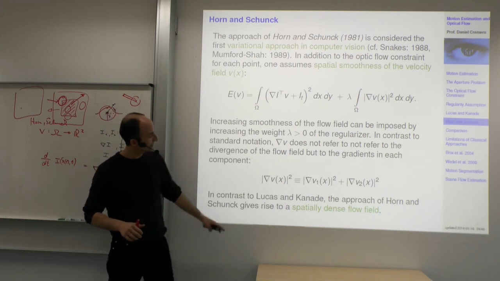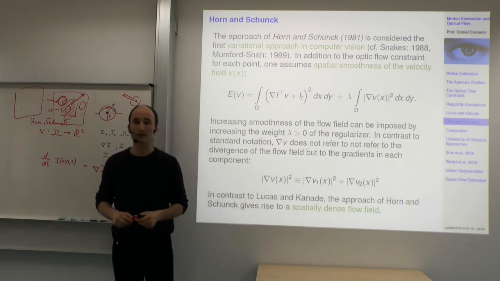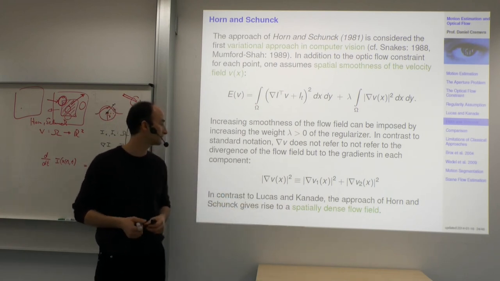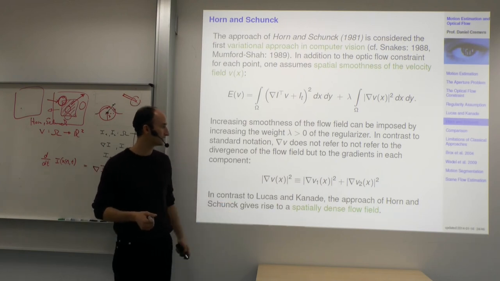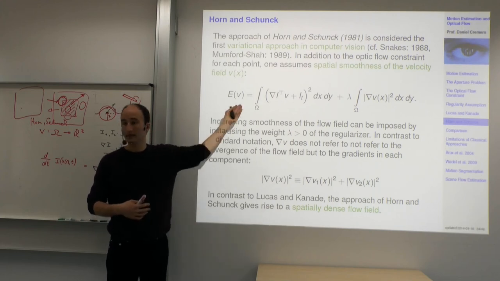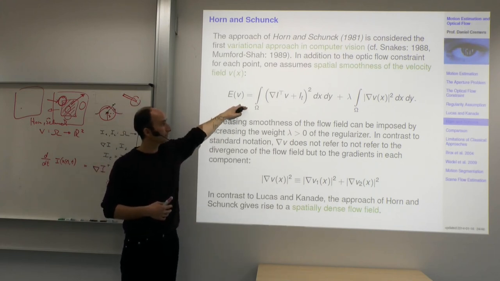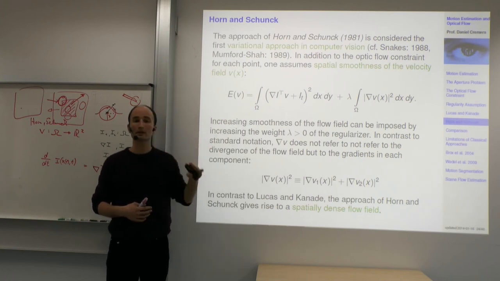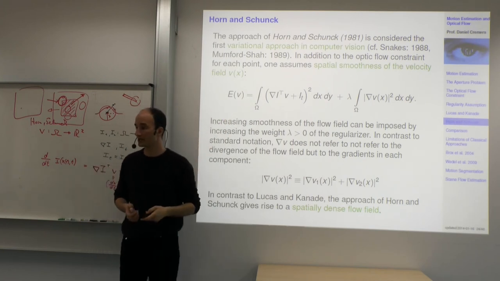And so, in contrast to the Lucas-Kanade approach, this Horn and Schunck approach actually gives rise to a dense flow field estimator, where you will get the velocity vector by minimizing this variational principle. You get a velocity vector for each pixel in the image.